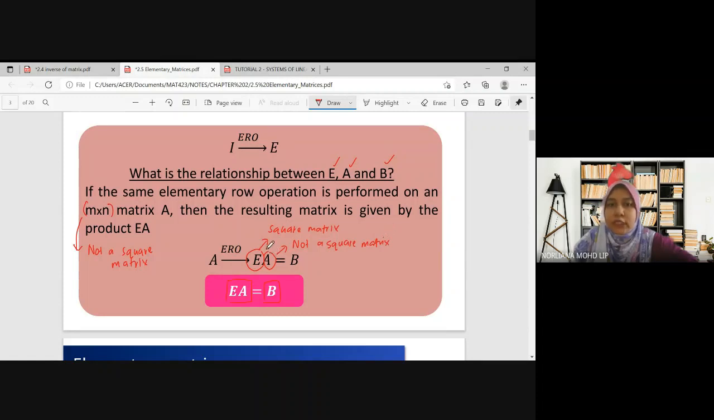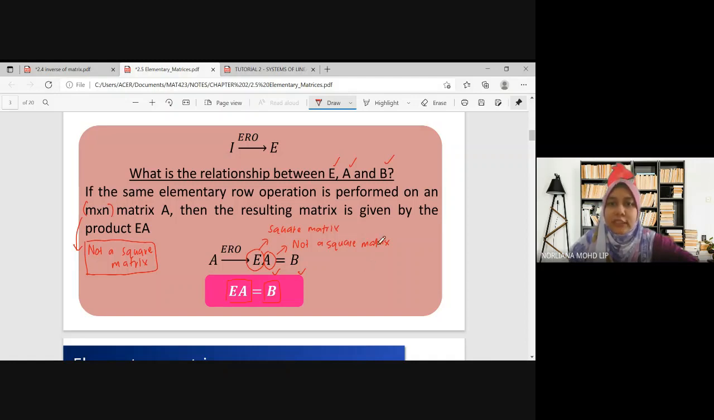Maksudnya you all perlu carilah square matrix untuk E ni, matrix apa yang sesuai. Biasanya dia akan bagi matrix A and B ni. So elementary matrix ni yang you all perlu cari, apa yang sesuai untuk didarabkan dengan matrix A ni supaya kita dapat matrix B ni. Syarat dekat sini, B, A is not a square matrix kan.